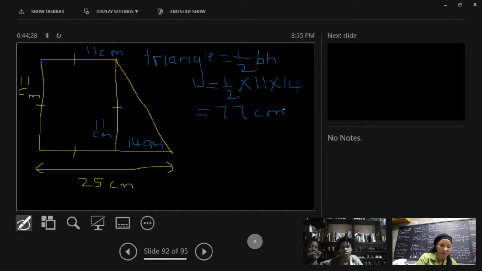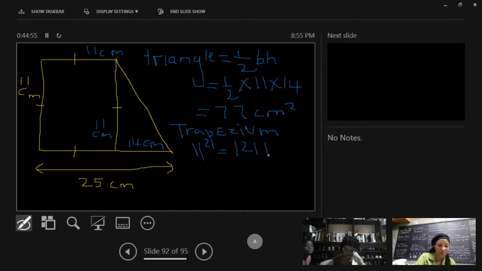And then, all right, the area of the trapezium. Miss, I want to try it the way that you said we could do it earlier. Go ahead. So it would be 11 squared since all the sides are equal. 11 squared is 121, and 121 plus 77 would give you 198 centimeters squared.